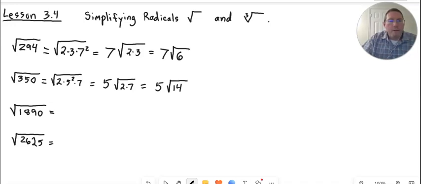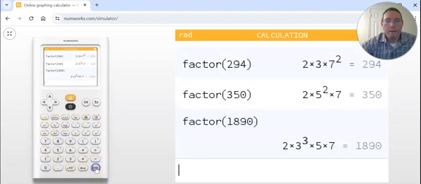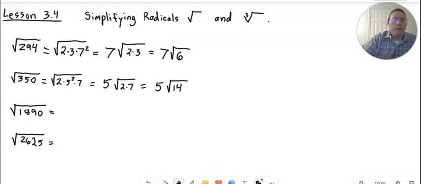Now let's try this square root of 1890. We're going to go back to NumWorks and put in 1890, and hit execute. We got 2 times 3 cubed times 5 times 7. Okay, let's put that in. We've got the square root of 2 times 3 cubed times 5 times 7.